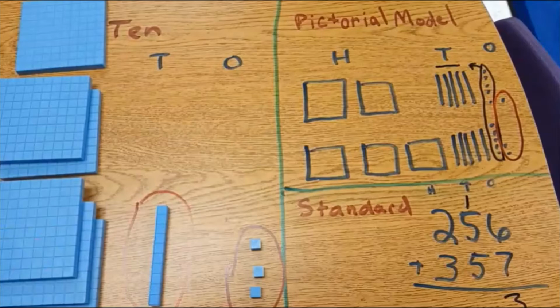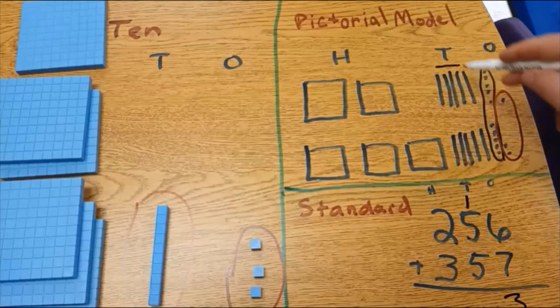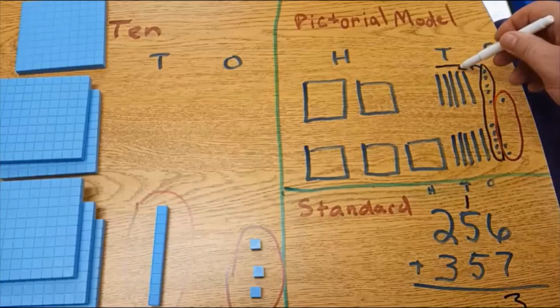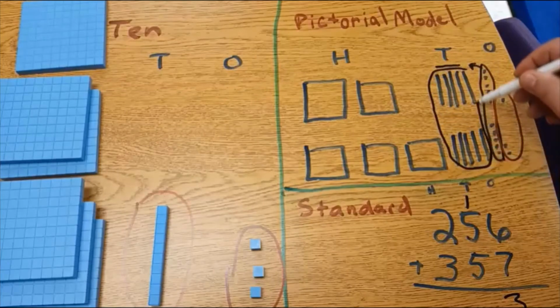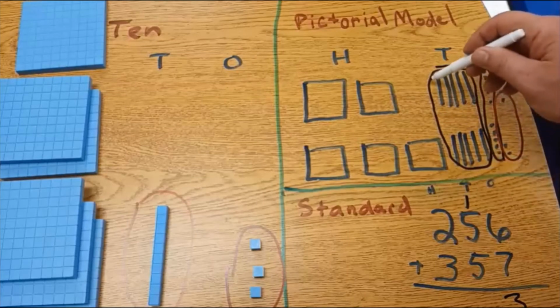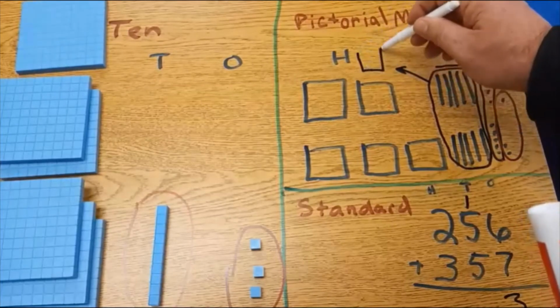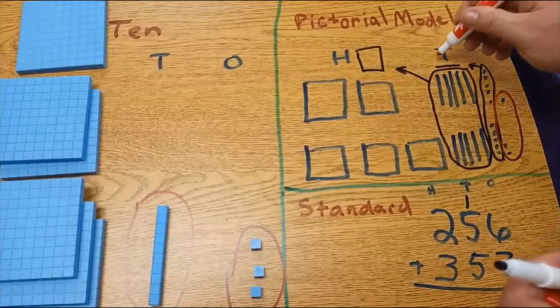And in the pictorial model, same thing. Okay, I have 5, 10, 11, or 50, 100, 110. And I can't have 2 digits in the tens place, so I'm going to regroup. I'm going to take 10 of my tens, which is 100, and move that over to the hundreds place. And then I have 110 left.